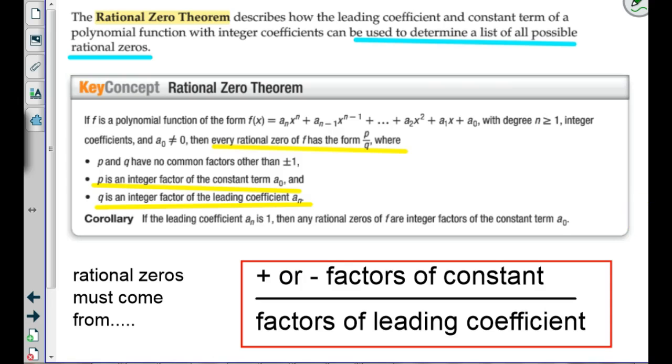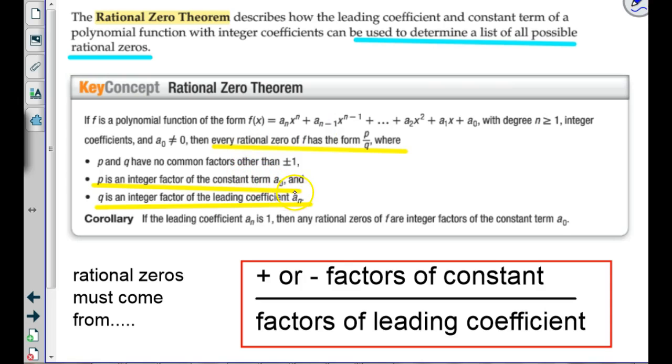One theorem. The rational zero theorem says that the list of all possible rational zeros. Rational means nice, pretty whole numbers, which can include negative numbers, which should be integers. Rational also includes anything that can be written as a fraction. So terminating and repeating decimals, fractions, integers, all those are rational.